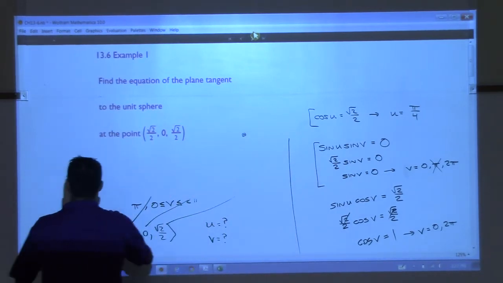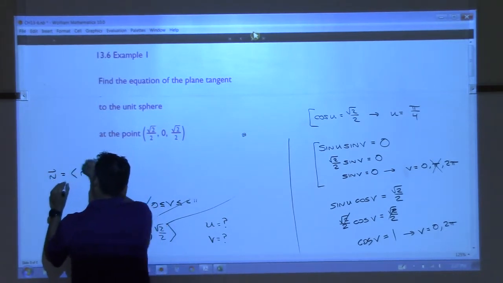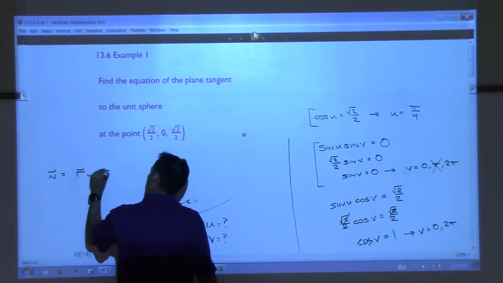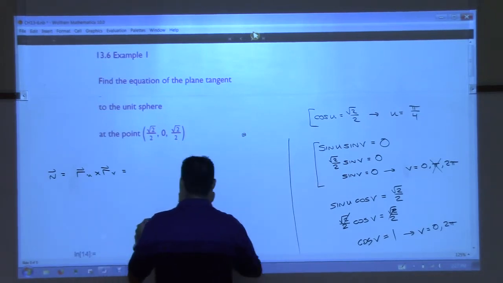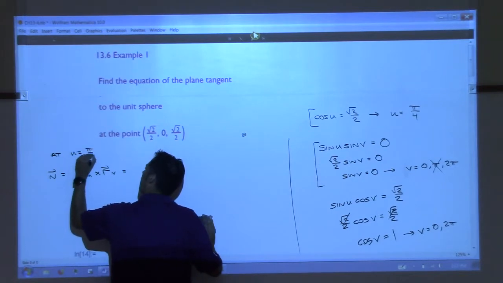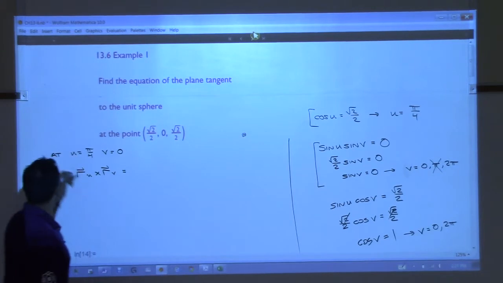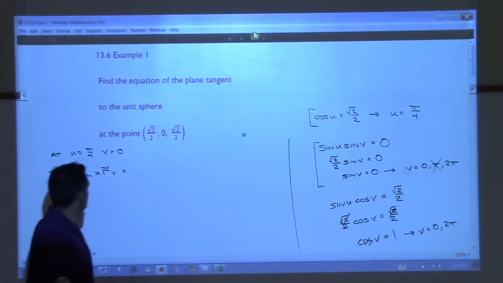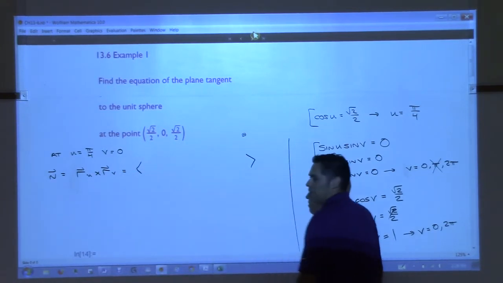The normal vector for our plane, which was the partial of r with respect to u crossed with the partial of r with respect to v, would now be equal to, at u is pi over 4 and v is 0, what would that cross product give me? And I erased it, so I'm just going to have to take all of your answers on faith here.